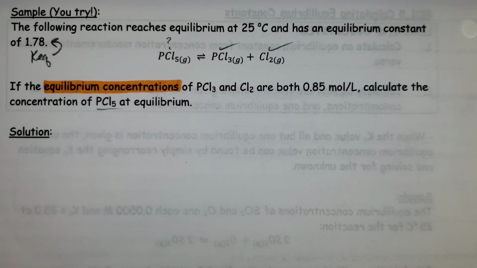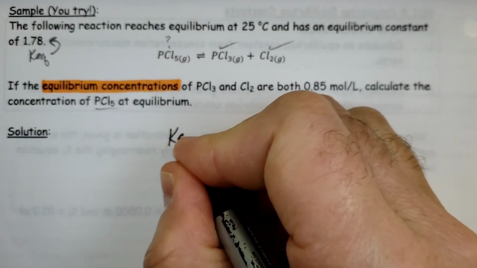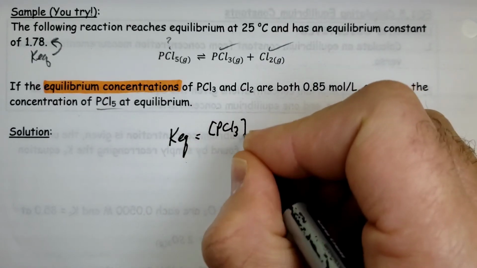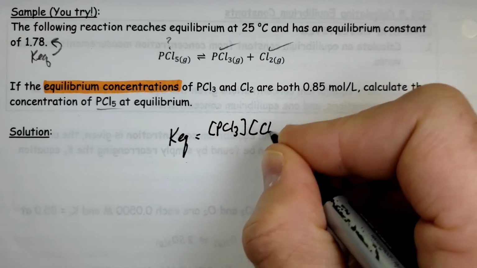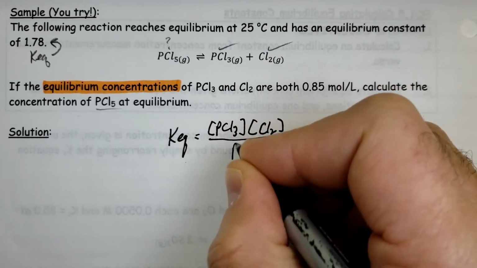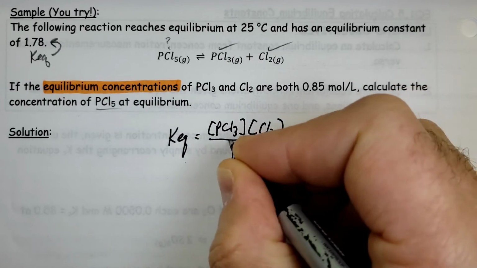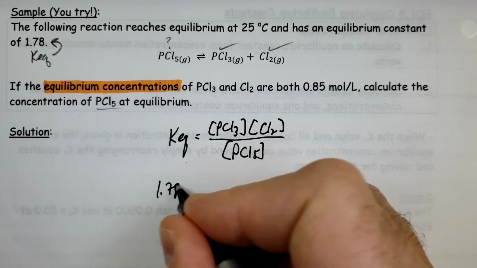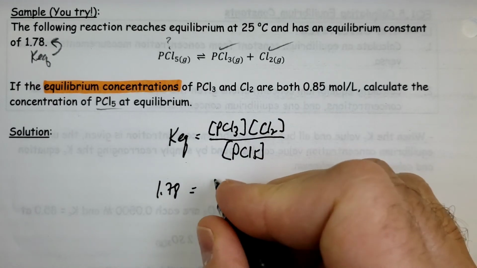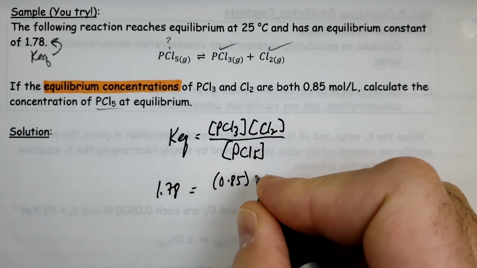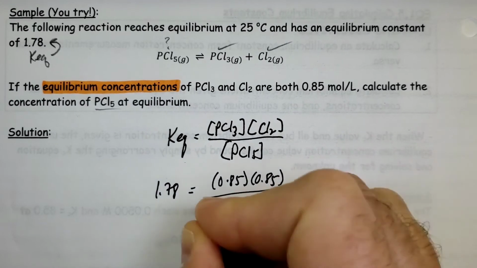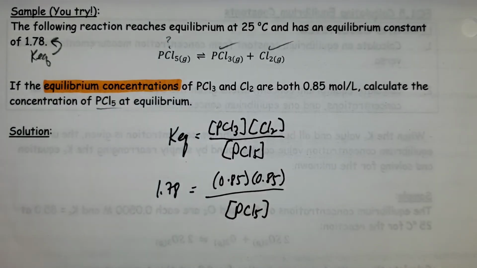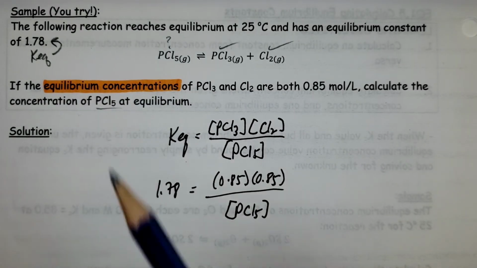So again, set it up as per usual. KEQ equals products over reactant. So KEQ is 1.78. PCl3 and Cl2 are each this. And we're asked to find PCl5. Now I'm going to go through how we solve that, rearrange that equation to solve for the denominator.